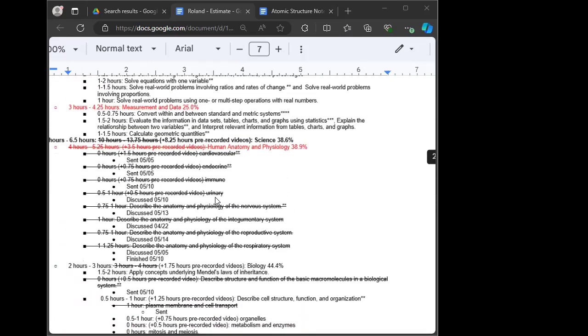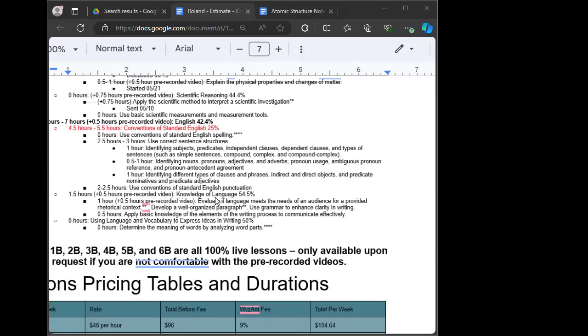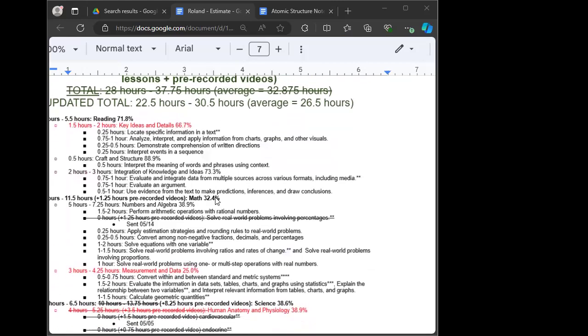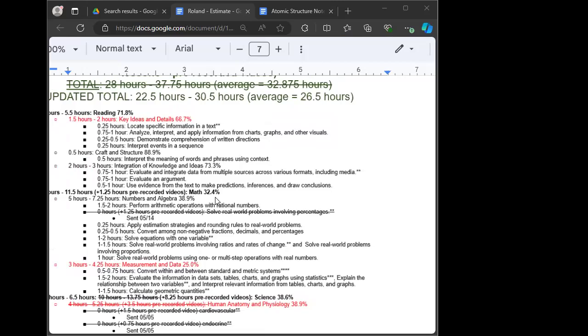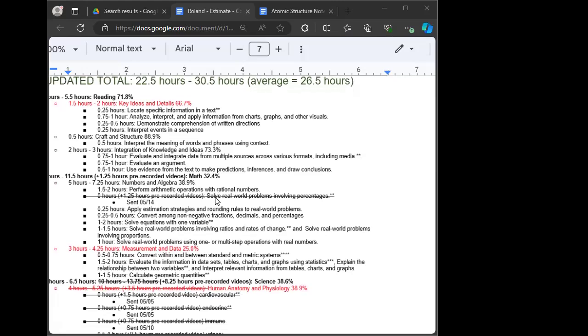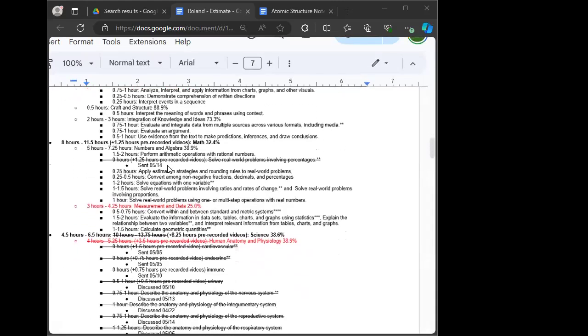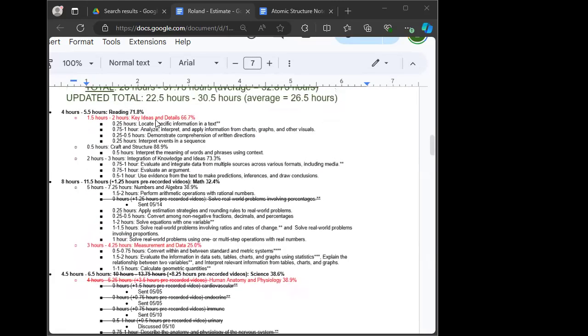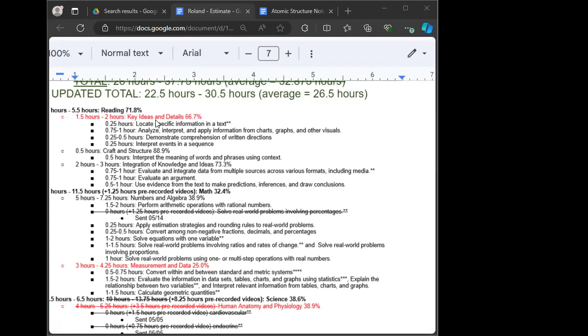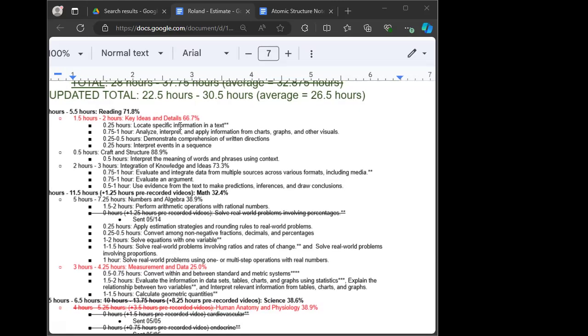Okay, let's maybe work on something different from chemistry. Let's maybe look a little bit at reading. Okay, so let's take a look at vocabulary and context.